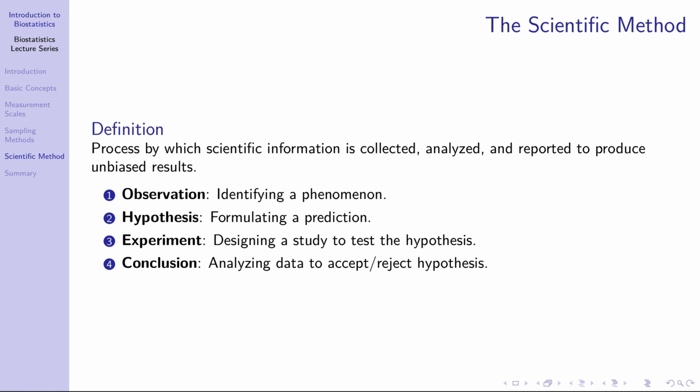So these are the 3 probability sampling methods that we have discussed: simple random sampling, stratified sampling, and systematic sampling. Now let's go to the last one, which is the scientific method.